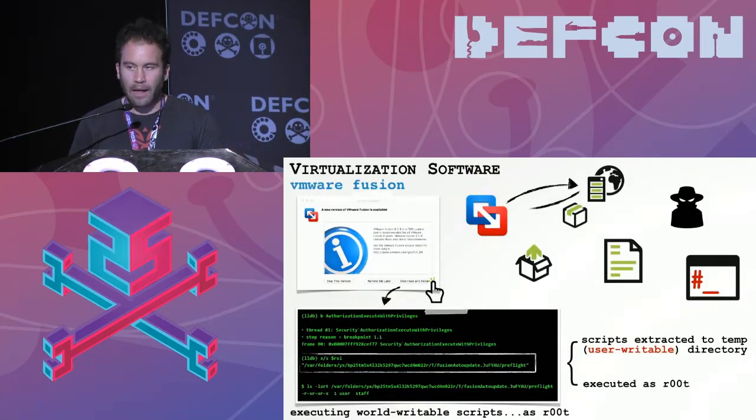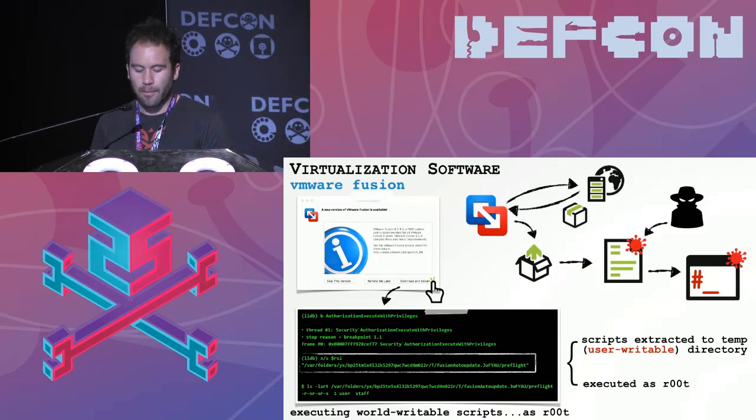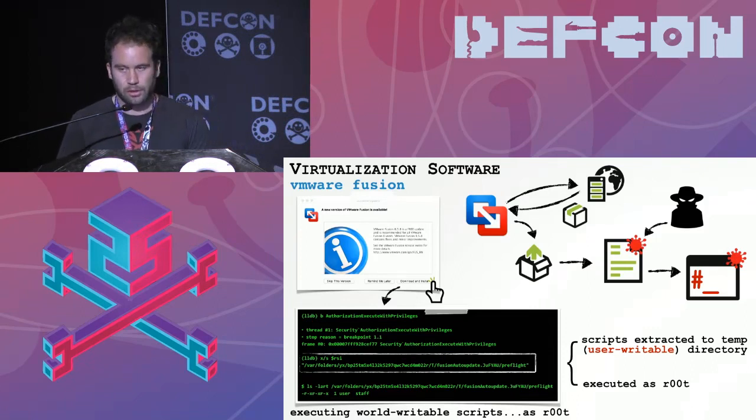I also do a lot of malware analysis, so I use VMware. So whenever you go to install VMware, or when it tells you that there's an update, what it does is it saves various scripts into the user's temporary directory, and then executes them as root via the authorization execute with privileges function. So we can see this by debugging the VMware installer or updater.